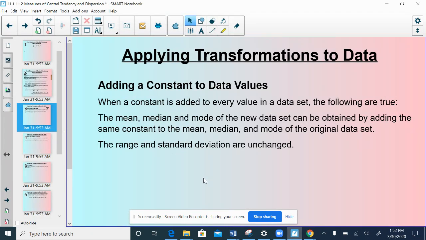When we add a constant to every data value, those data values are those quiz scores, let's say 2 points to every quiz score, the new mean, median, and mode of the data set could be found by adding that same constant to the old mean, median, and mode. Meanwhile, the range and the standard deviation would be unchanged. What are we looking at here?